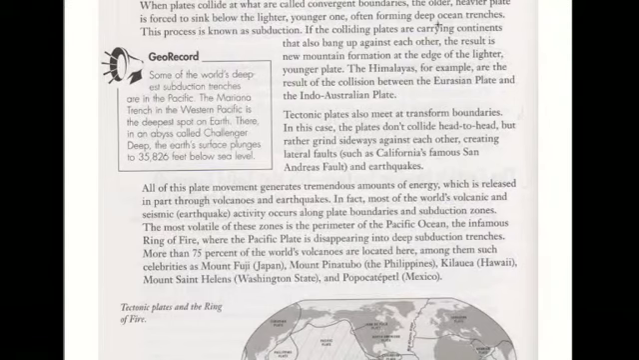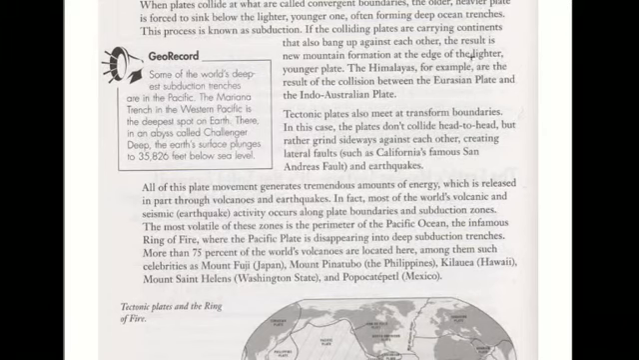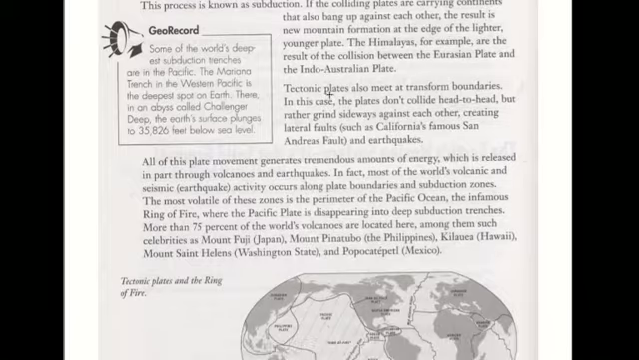The colliding plates are carrying continents that also bang up against each other. The result is new mountain formation at the edge of the lighter, younger plate. The Himalayas, for example, are a result of the collision between the Eurasian plate and the Indo-Eurasian plate.